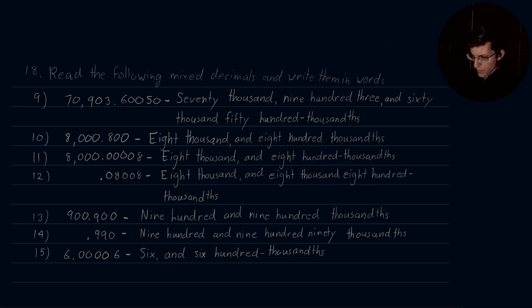Number 16, will we have room here? I think so. I think we'll be able to get it to fit on the line. Number 16, 42.0402. In words, this is read as 42 and 402 ten-thousandths. Notice 4 decimals to the right of the decimal point, meaning that we are working with a fraction which is a ten-thousandth. So from the top.